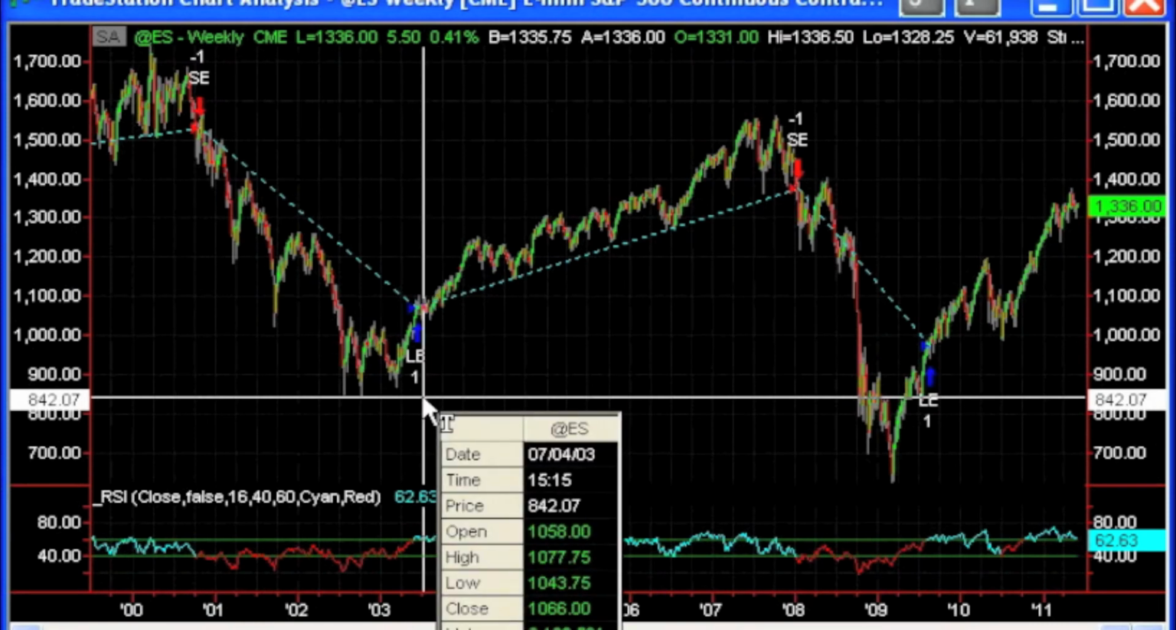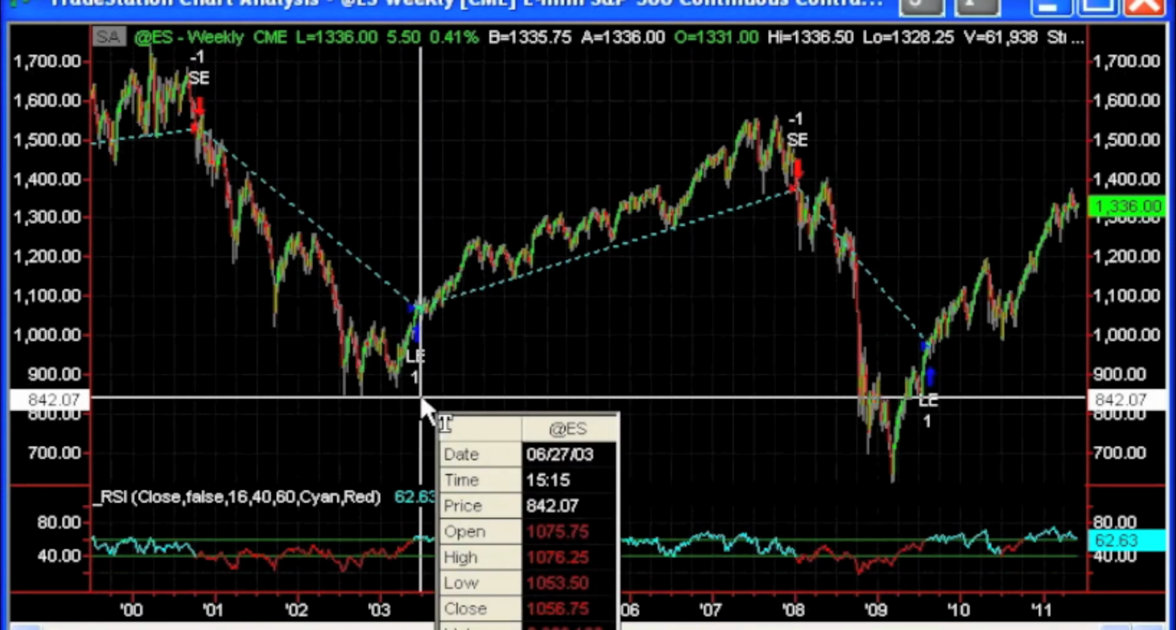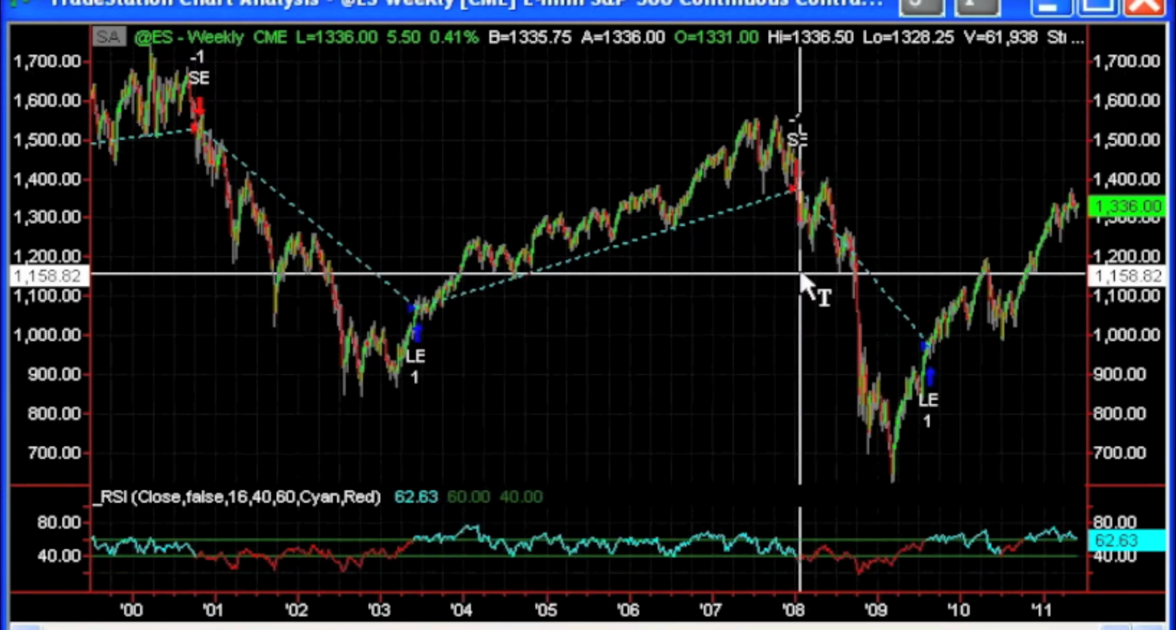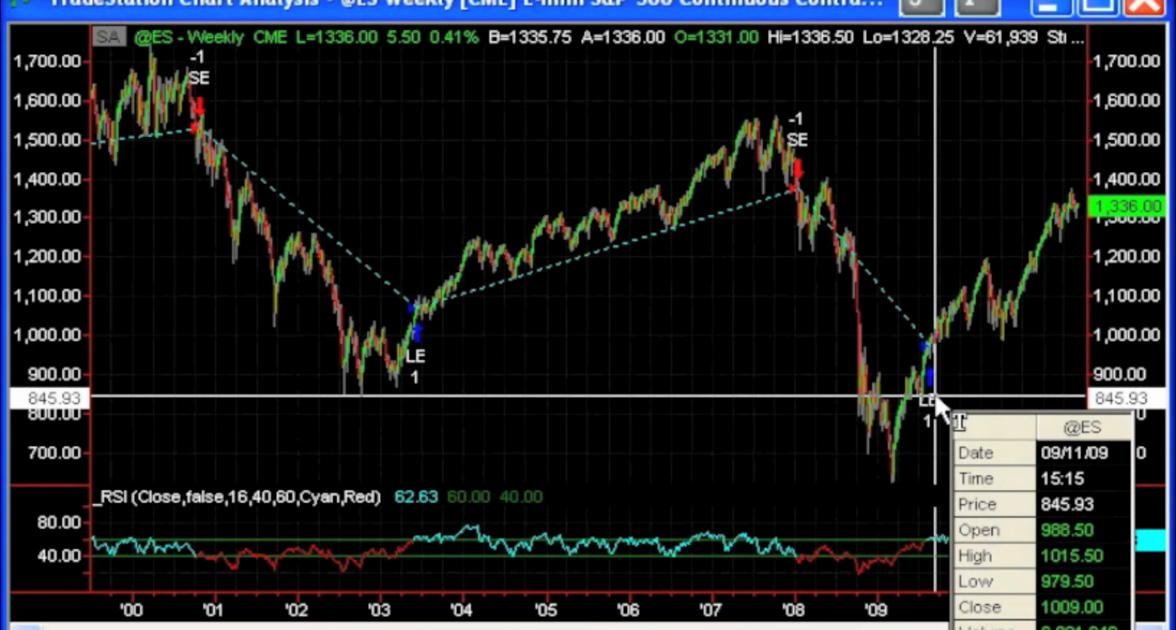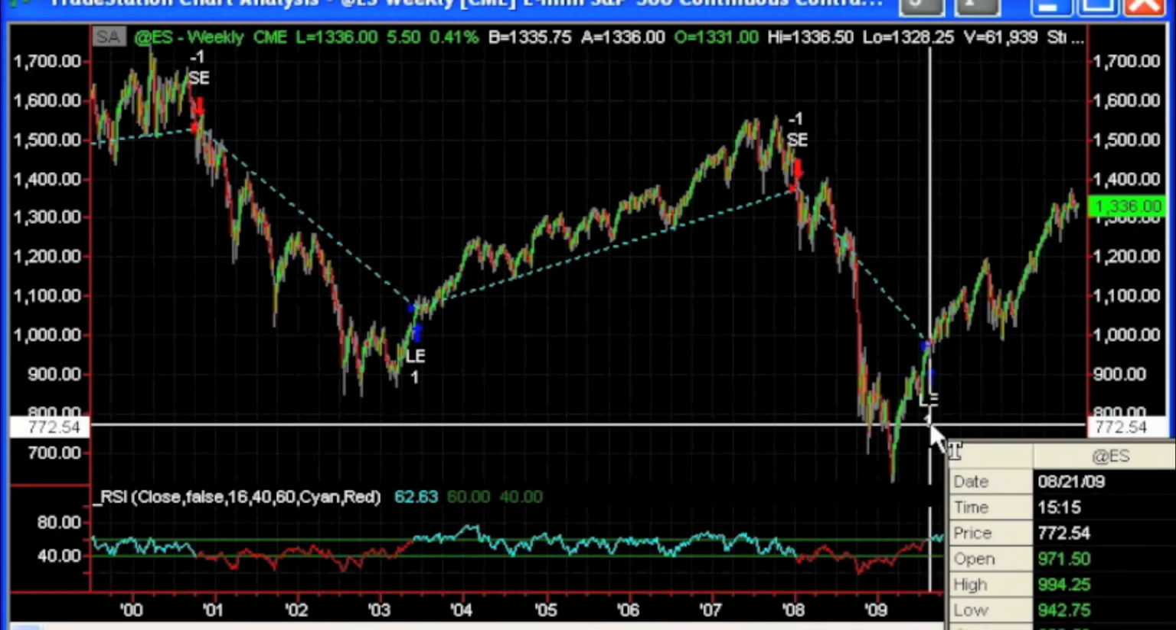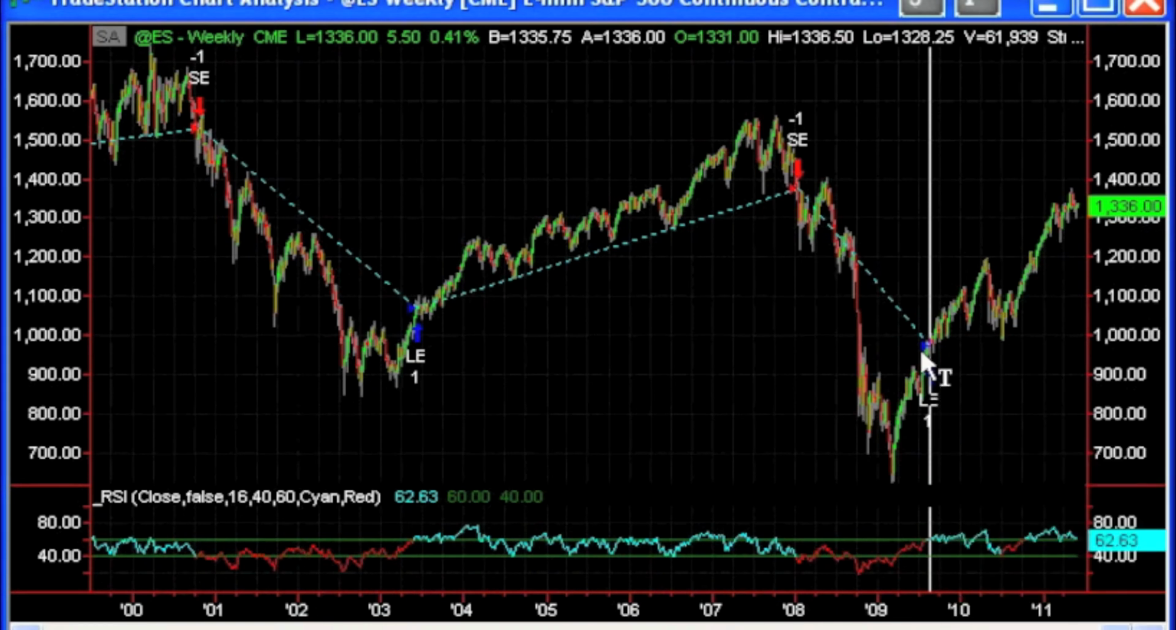We got back in the market in June of 2003. The financial crisis of January 2008, we got out. And of course, we got back in, let's see here, August of 2009. And of course, we're holding on to that right now.